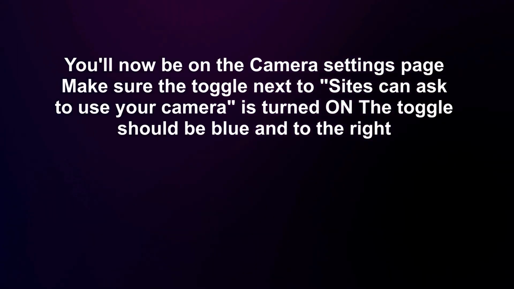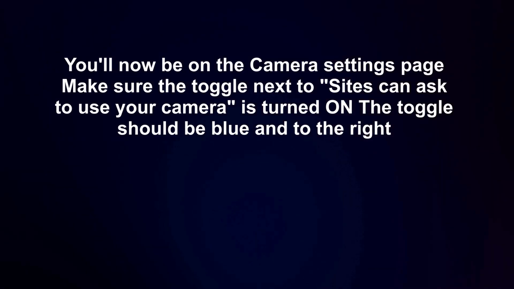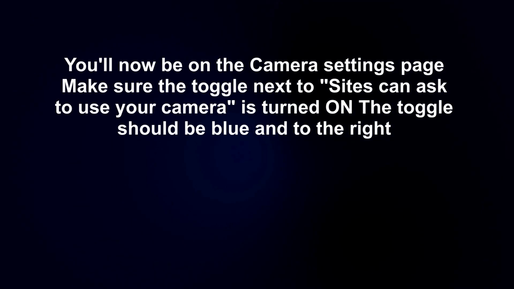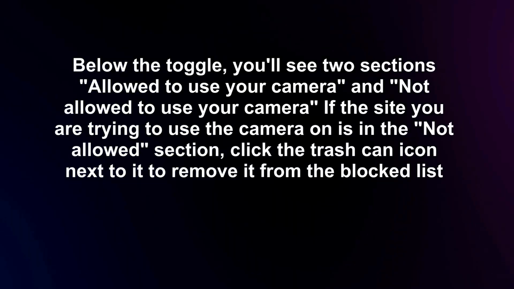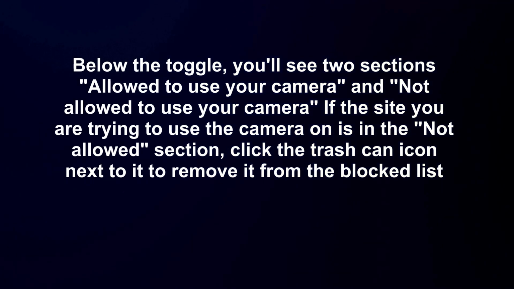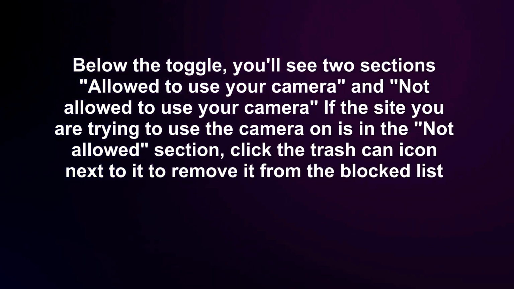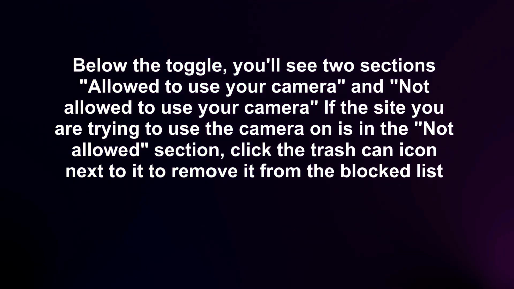You'll now be on the camera settings page. Make sure the toggle next to Sites can ask to use your camera is turned on. The toggle should be blue, and to the right, below the toggle, you'll see the sections allowed to use your camera and not allowed to use your camera. If the site you are trying to use the camera on is in the not allowed section, click the trash can icon next to it to remove it from the blocked list.